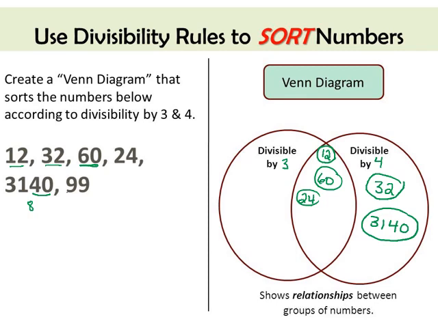The last one, 99. 99, the digits add up to 18, so that works for 3. 99 is not divisible by 4 because 100 is divisible by 4. So obviously 100 minus 1 is not going to work. So it is only going to go there.